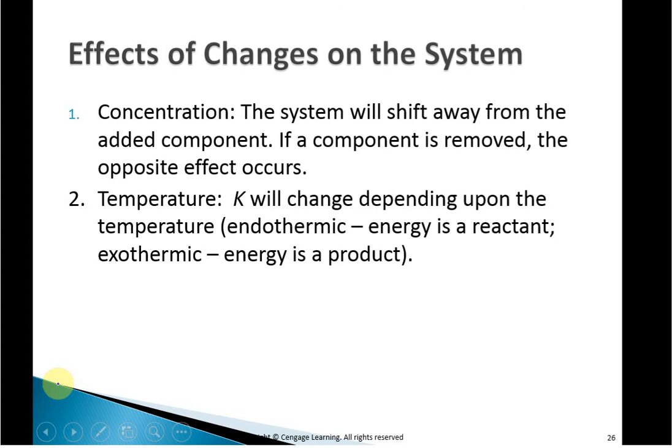The idea is no matter what you do to the system, it's going to try to do the opposite so that you end up getting the same ratio, the same type of things happening as the original situation. Now, that means if you add in concentration, it's going to shift away from the added component or it's going to shift towards the component that's removed. Either way. In terms of temperature, K changes with temperature. It's the only thing that can change your K value.